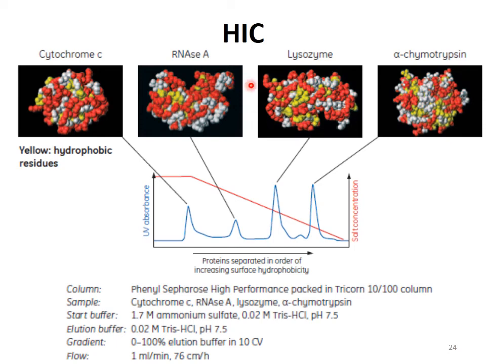These are the structures of these 4 proteins, and the yellow circles represent the hydrophobic amino acids present in a given protein. So you can see that the hydrophobic content of the amino acids is increasing here from left to right. Initially the salt concentration is high, so all of the proteins have their hydrophobic regions exposed, so they all would be able to bind to the stationary phase.